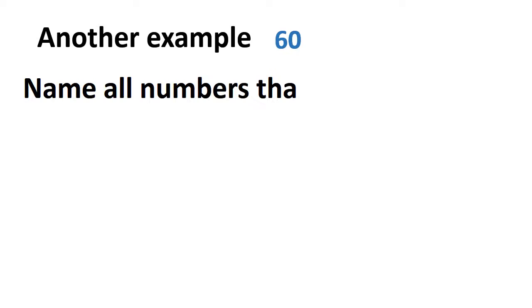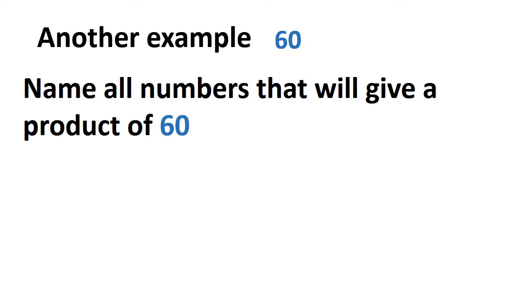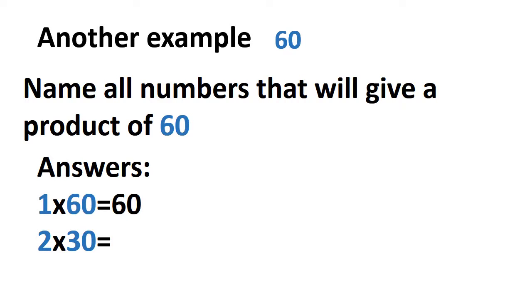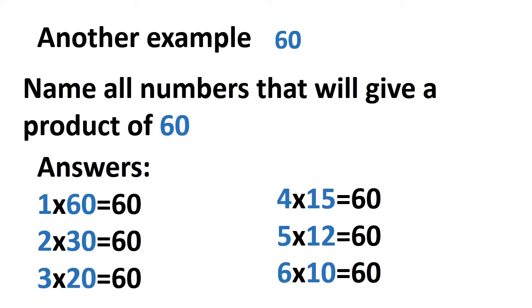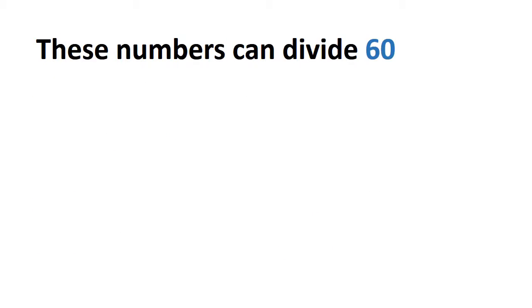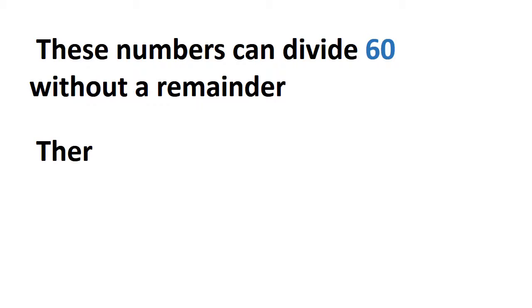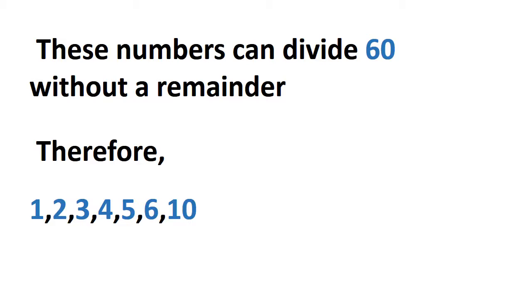Another example, 60. Name all numbers that will give a product of 60. Answer: 1 times 60 equals 60. 2 times 30 equals 60. 3 times 20 equals 60, and so on. These numbers can divide 60 without a remainder. Therefore, 1, 2, 3, 4, 5, 6, 10, 12, 15, and so on are factors of 60.